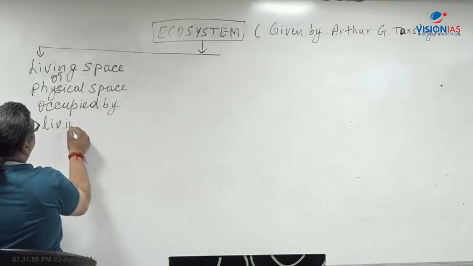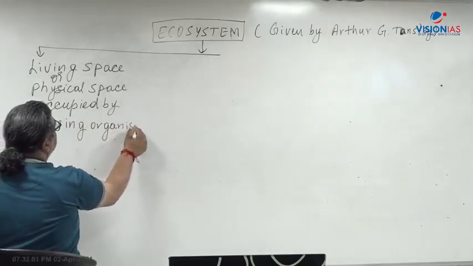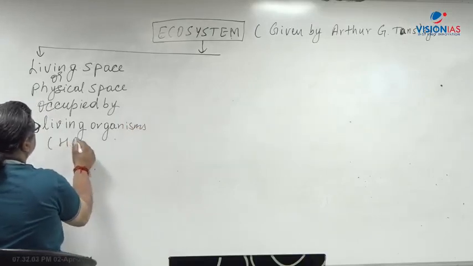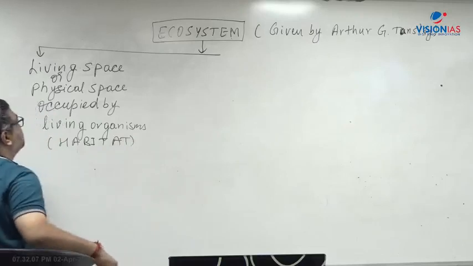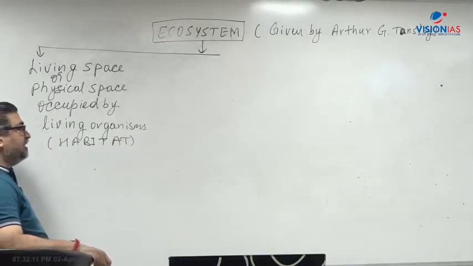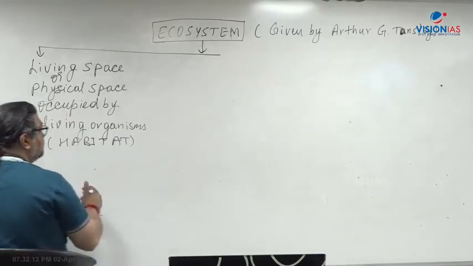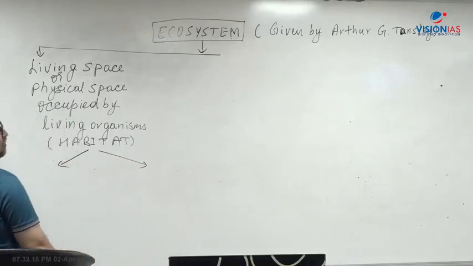Physical space occupied by living organisms is what we call a habitat. In the subject of environment and ecology, we use the word habitat. The living space or physical space occupied by a living organism is where habitat comes in, right? And here you can take into account two aspects of that.